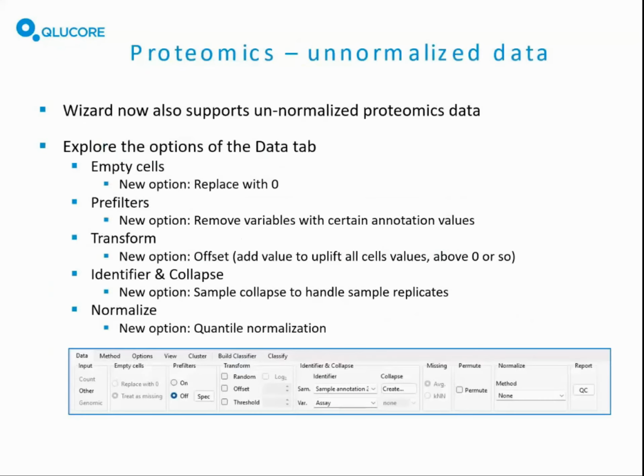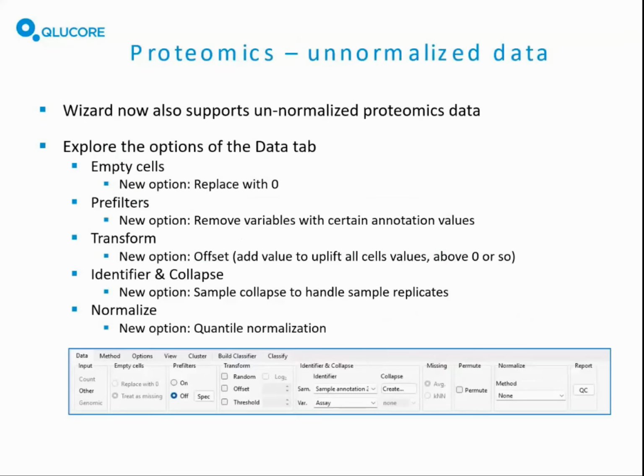If we look at proteomics data, one of the important new things is the data tab that you can see here below, where we have added quite a lot of new functionality in the 3.11 version. You can see here there are new options for empty cells, pre-filters. We have added a new option to remove variables with certain annotation values.